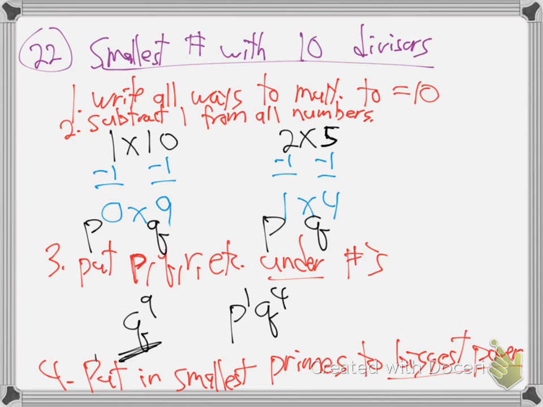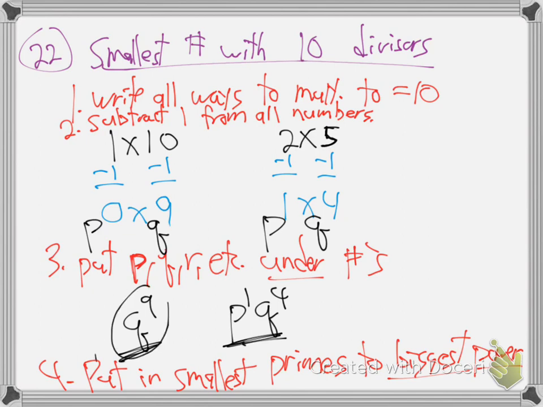So our 2 templates, our 2 setups, are any prime to the 9th power, or any prime to the 1st times a different prime to the 4th. Both those setups will end up having 10 divisors. Why? Because remember, you add 1 to the power. No, let's finish it off.